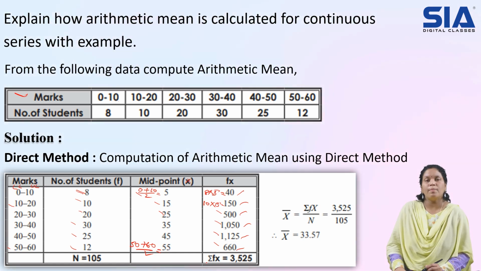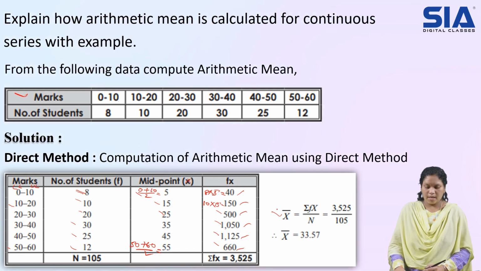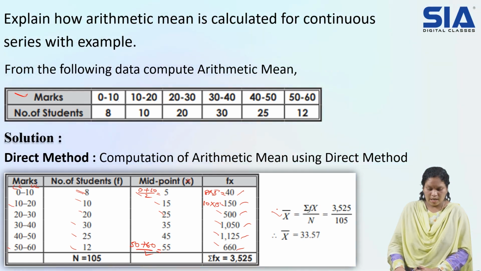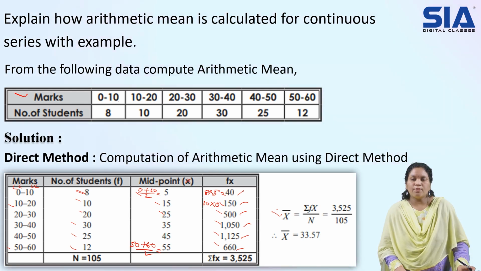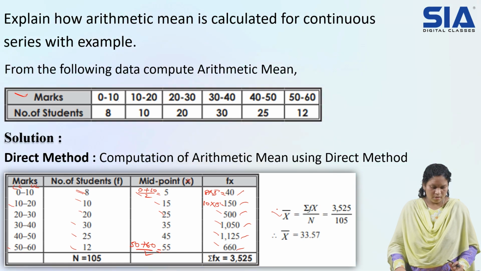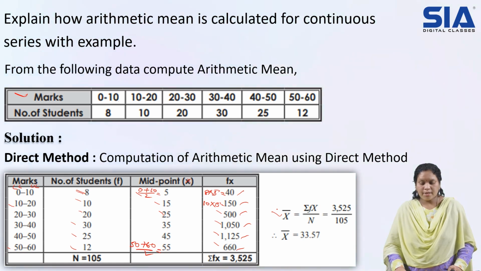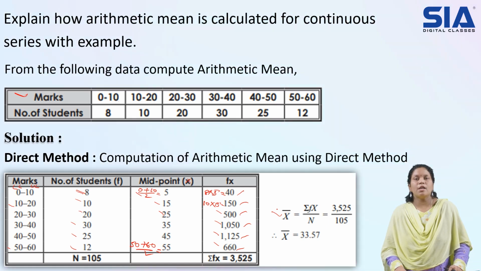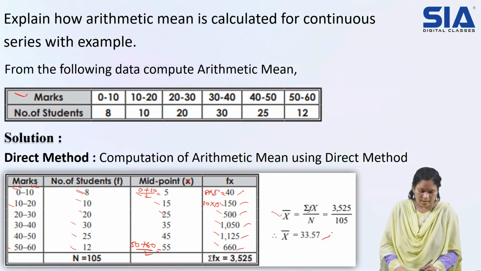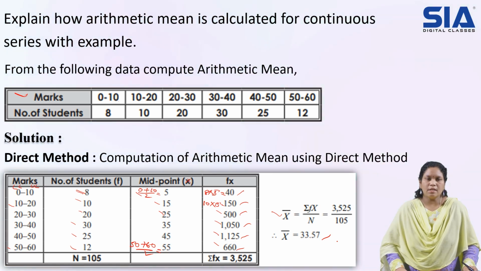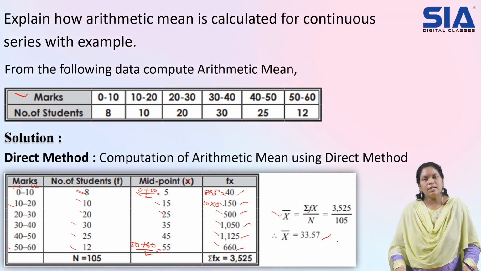Now let us go for the formula for continuous data, that is x bar is equal to summation Fx by N. Summation Fx, we have just obtained as the last column of the table. That value, 3525, you substitute over there, divided by capital N. Capital N we have already obtained by adding up frequencies, that is 105. So 3525 divided by 105, you'll get x bar equal to 33.57. That is your final answer for continuous data in the direct method.